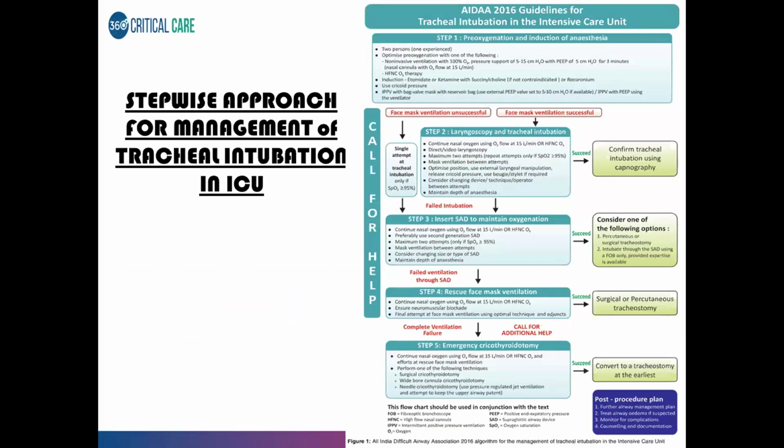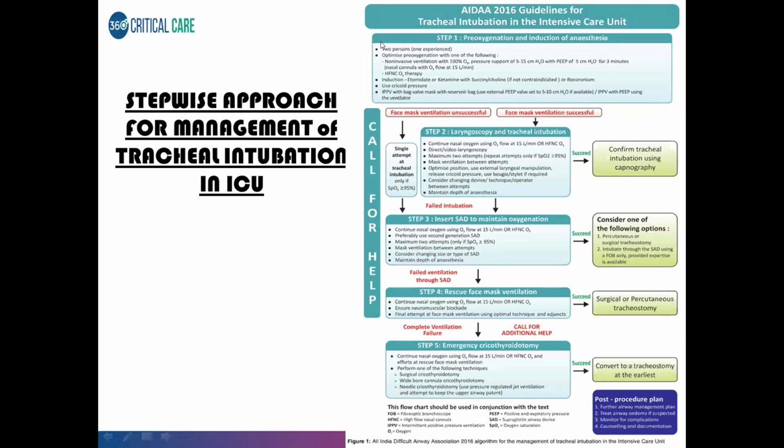So next, coming to the stepwise approach, or the different algorithms which you need to follow during difficult airway or difficult intubation in the ICU. We'll first go with the older ones, the DAS guidelines 2016. They have given these difficult airway intubation guidelines. First step is pre-oxygenation and induction of anesthesia. As we all know, pre-oxygenation requires 2 persons. You can do it with either NIV or HFNC support. You can induce with either etomidate or ketamine.